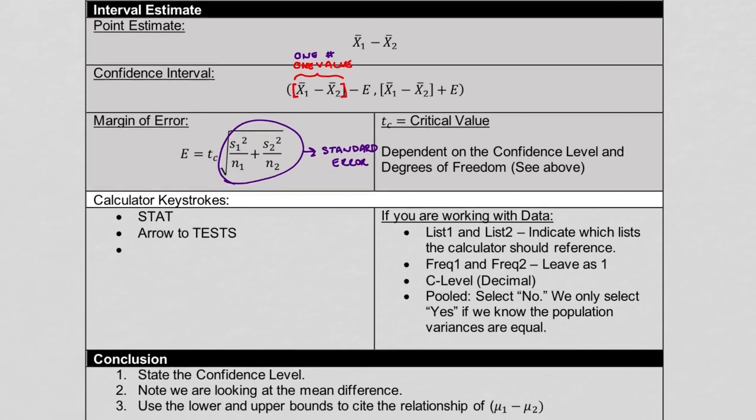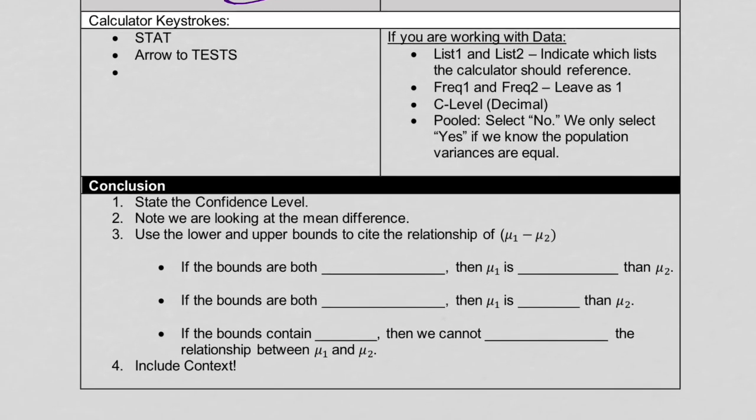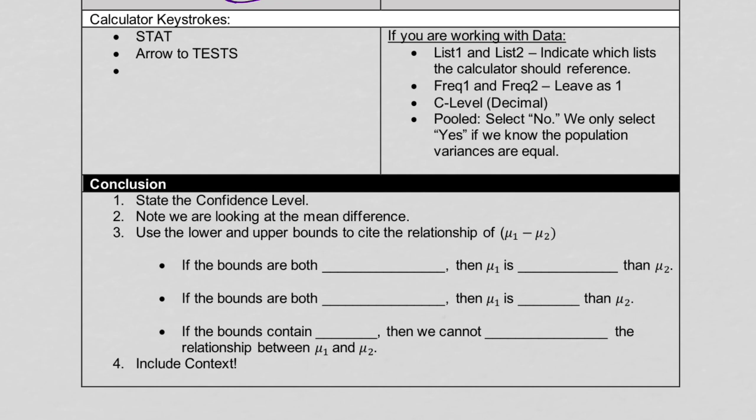Now we are ready to jump to our calculator. So within our calculator, we're going to go to Stat, arrow over to Tests, and this time we're going to select option 0. And this is going to be a, maybe this is a shocker, maybe this is not, this is a 2-sample t interval.